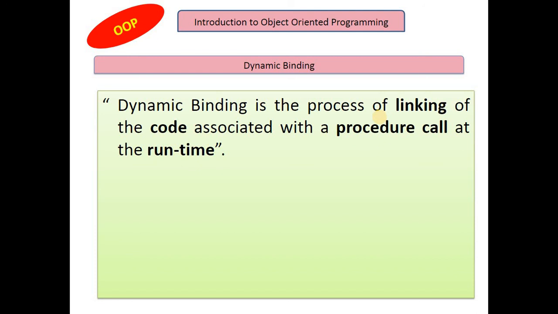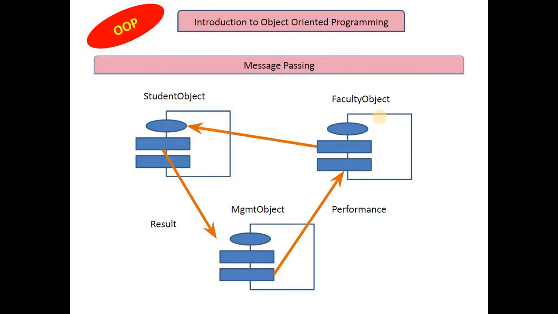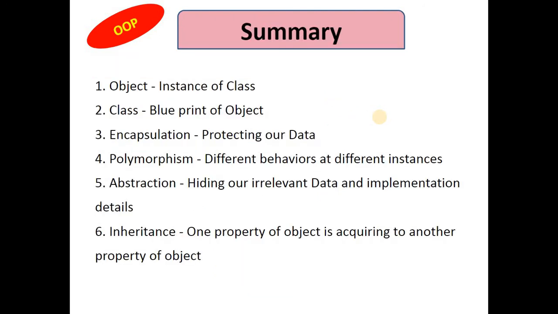Next comes binding. Binding means what? Linking process. When you link a code with its procedure call, that type of linking is known as binding. And if this binding takes place at run time, at execution time, this is known as dynamic binding. So, dynamic binding is actually the process of linking the code with a procedure call at run time. The process of invoking an operation on an object is actually known as message passing. So, you can see that one message can pass to another through different types of objects.